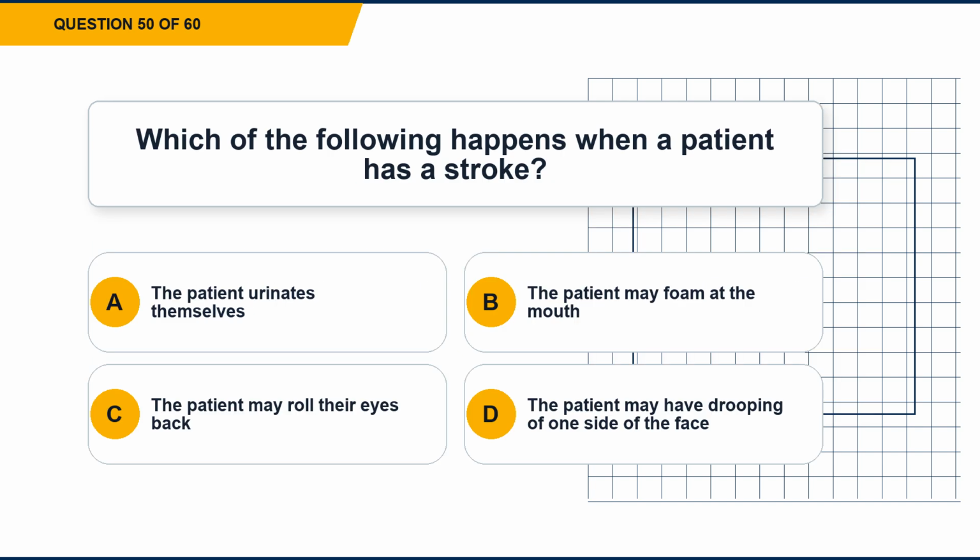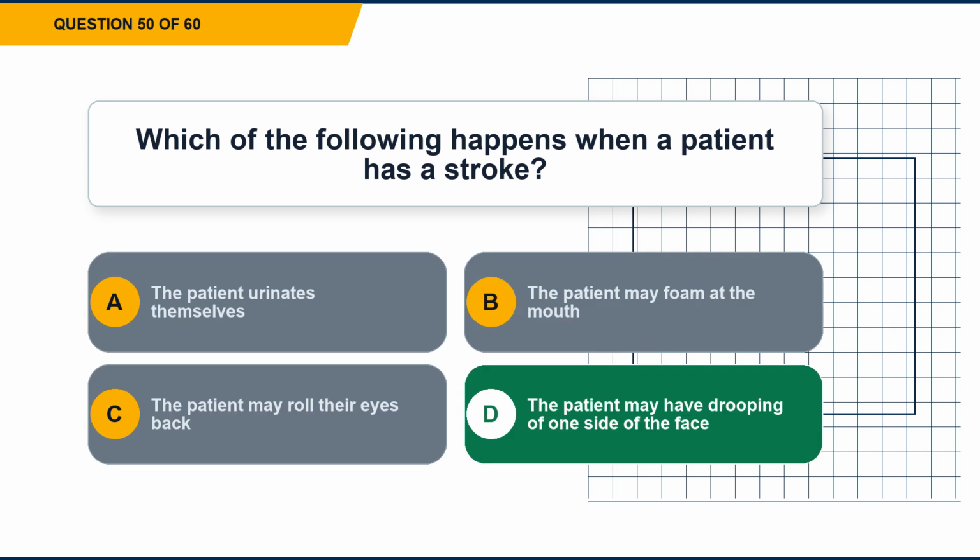Question 50. Which of the following happens when a patient has a stroke? Option A. The patient urinates themselves. Option B. The patient may foam at the mouth. Option C. The patient may roll their eyes back. Option D. The patient may have drooping of one side of the face. The correct answer is option D.